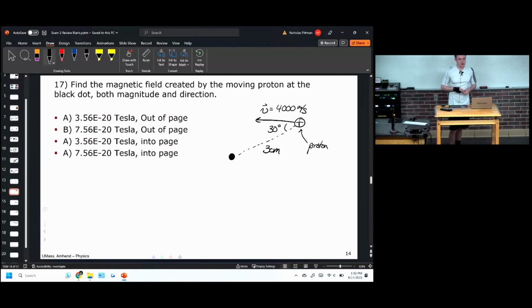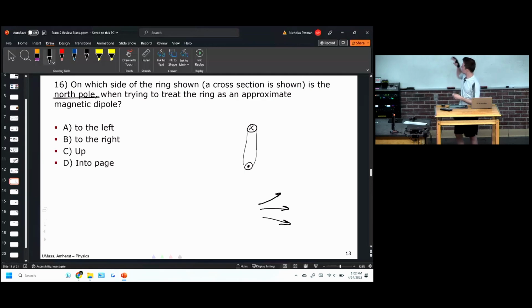Okay, here is a doozy of a question. Yes? The last one, it would be in the answer key. Left, I think.